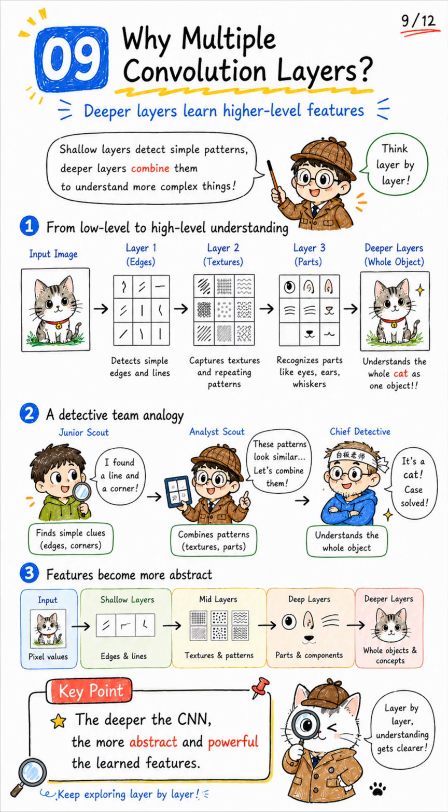A CNN usually does not use only one convolution layer. It stacks many layers. The early layers usually learn simple features, such as edges, lines, and color changes. The middle layers start to combine these simple features into textures and small shapes. The deeper layers may recognize eyes, ears, noses, and even the outline of a cat face. This is like an investigation team. The junior scouts find basic clues. The analysts combine the clues. The commander understands the full target. The deeper the network goes, the more abstract the features become.